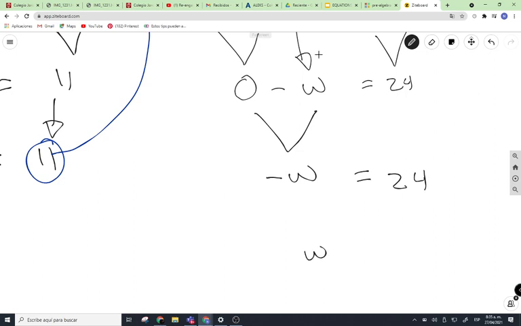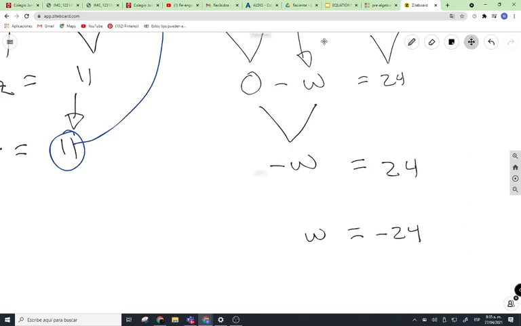What is w? Well, the opposite of 24, negative 24. When you have the variable and the negative with the result on the other side, you just switch the signs of both sides. This becomes positive and this becomes negative. You change to the opposite on both of the sides. So w is negative 24.